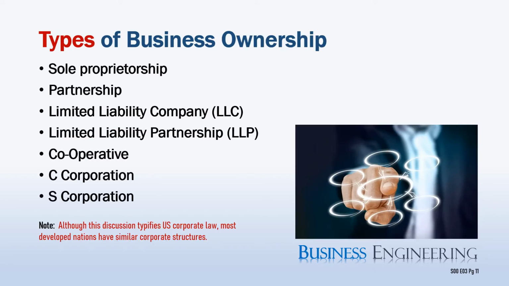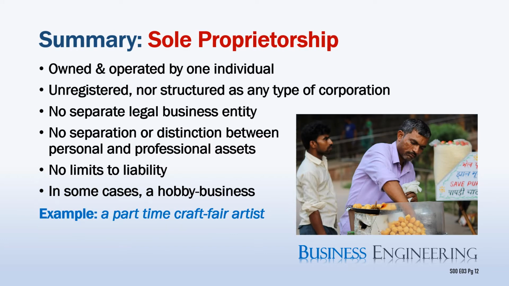The 7 types of business ownership which we will discuss are sole proprietorship, partnership, limited liability company or LLC, limited liability partnership or LLP, Co-Operative, C Corporation, and S Corporation. A sole proprietorship is generally what the term identifies, the most basic form of ownership where one sole person is the owner or proprietor of an unincorporated business enterprise.